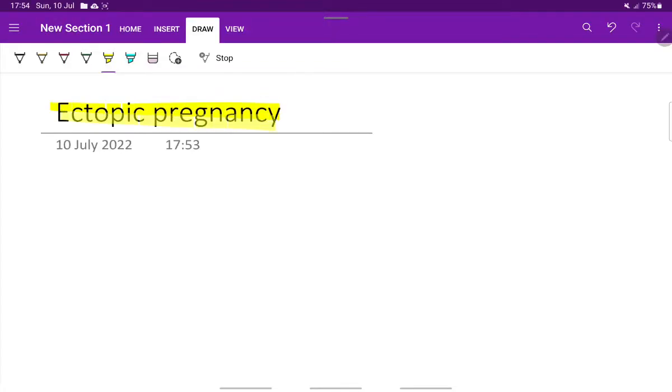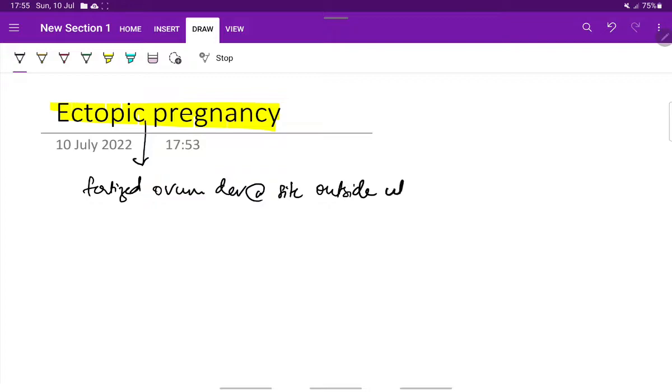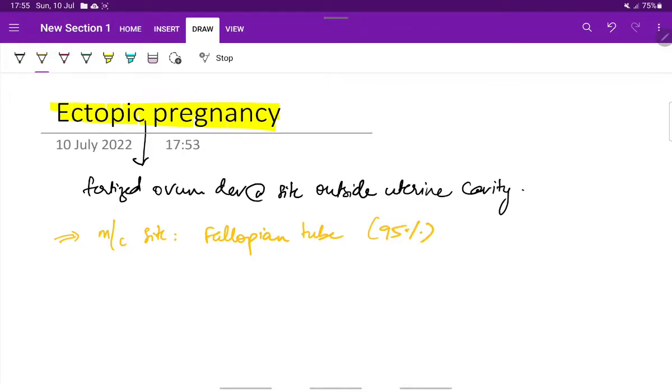Let's see about ectopic pregnancy. What is ectopic pregnancy? It is defined as a pregnancy in which the fertilized ovum develops at a site outside the uterine cavity. This is ectopic pregnancy, and the most common site for ectopic pregnancy is the fallopian tube, which accounts for about 95% of the cases of ectopic pregnancy.